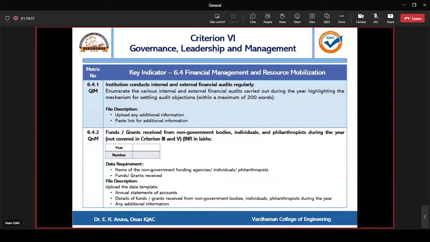So actually this same metric already exists in the third criterion also. If there we have mentioned a few NGOs, then the same NGOs we should not mention here. That is the most important point we have to note. If we are not claiming them there, then we can claim those funds in this particular metric, which is 6.4.2. And here the number of NGOs and how much amount we have received, we have to mention in this template. And the proof of evidence is the amount which we have received, so those documents we can upload.